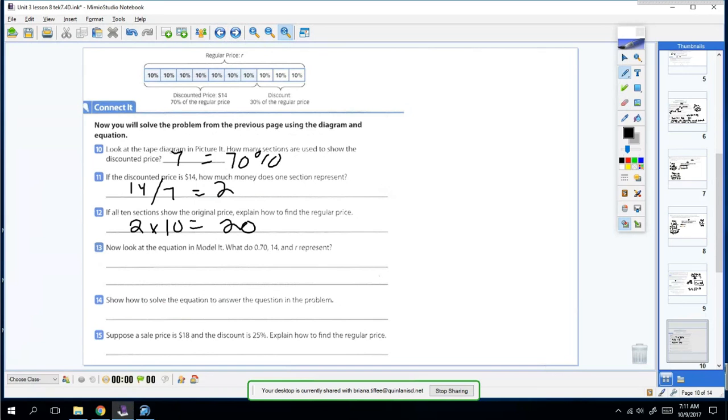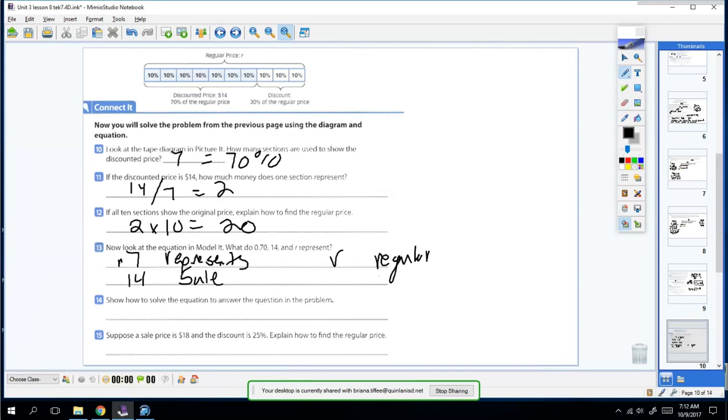So now look at the equation in the model. What do 0.70, 14, and R represent? Well, 0.70 represents the percent of the discounted price. And then 14 represents the sale price, and R represents the regular price.